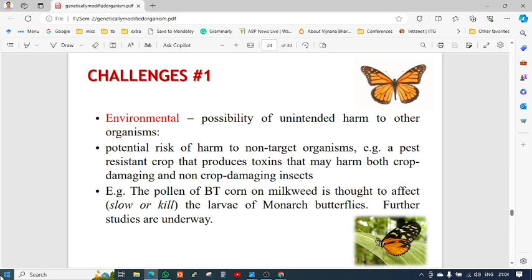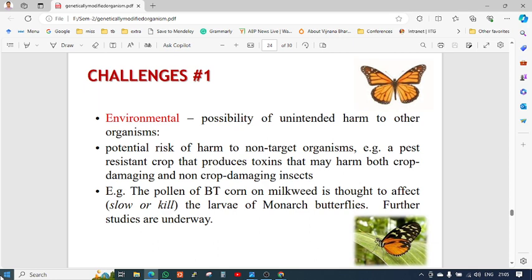The pollen of this Bt corn is known to slow or kill the larva of the monarch butterfly on milkweed. So this is another example. Ten years ago, there were so many butterflies roaming around in the environment. But nowadays, you hardly see one or two in a flower garden. So the number of butterflies has decreased. Why? Because of this type of genetically modified organisms.